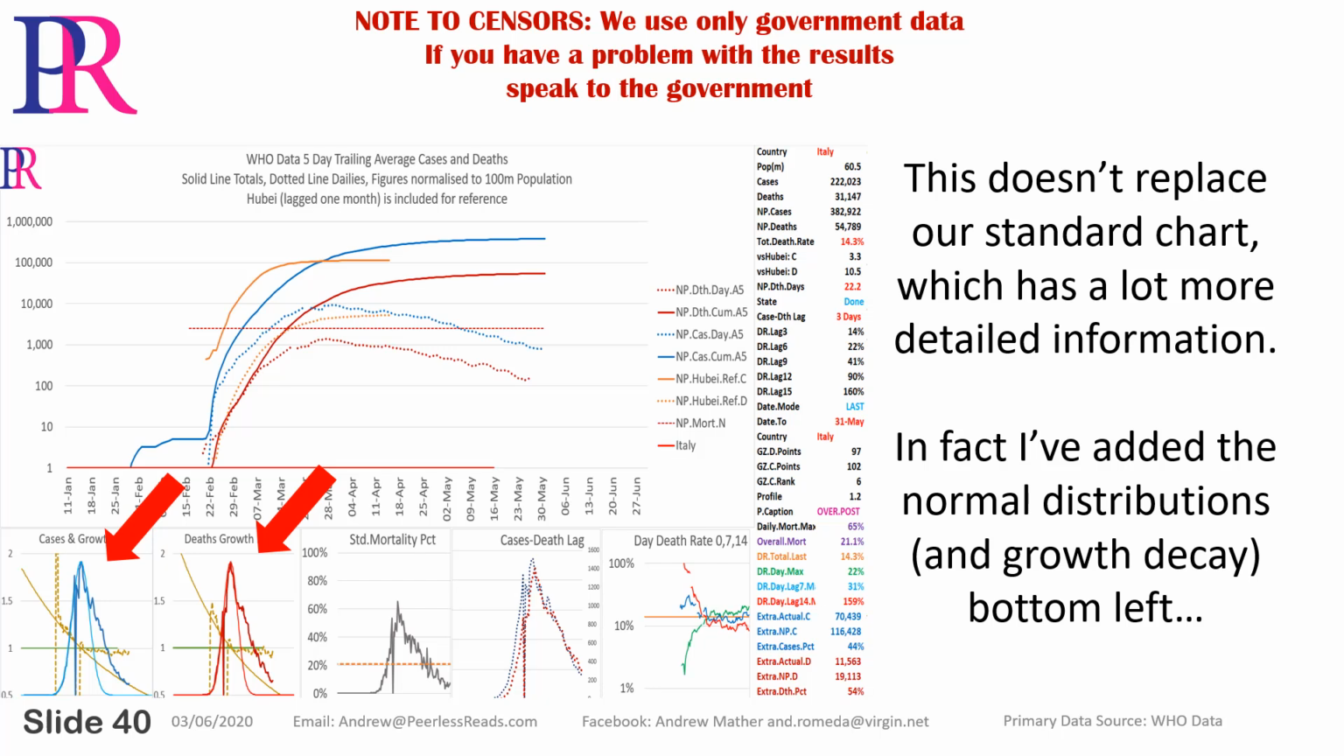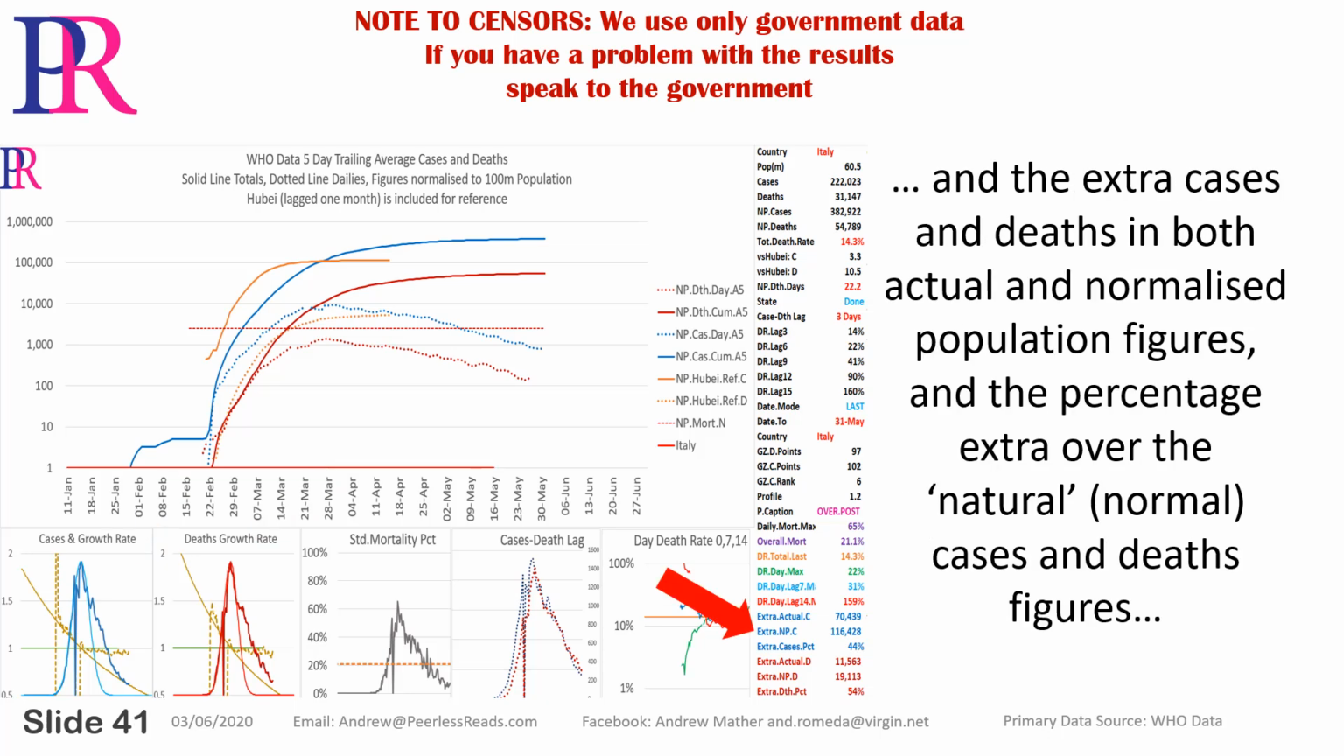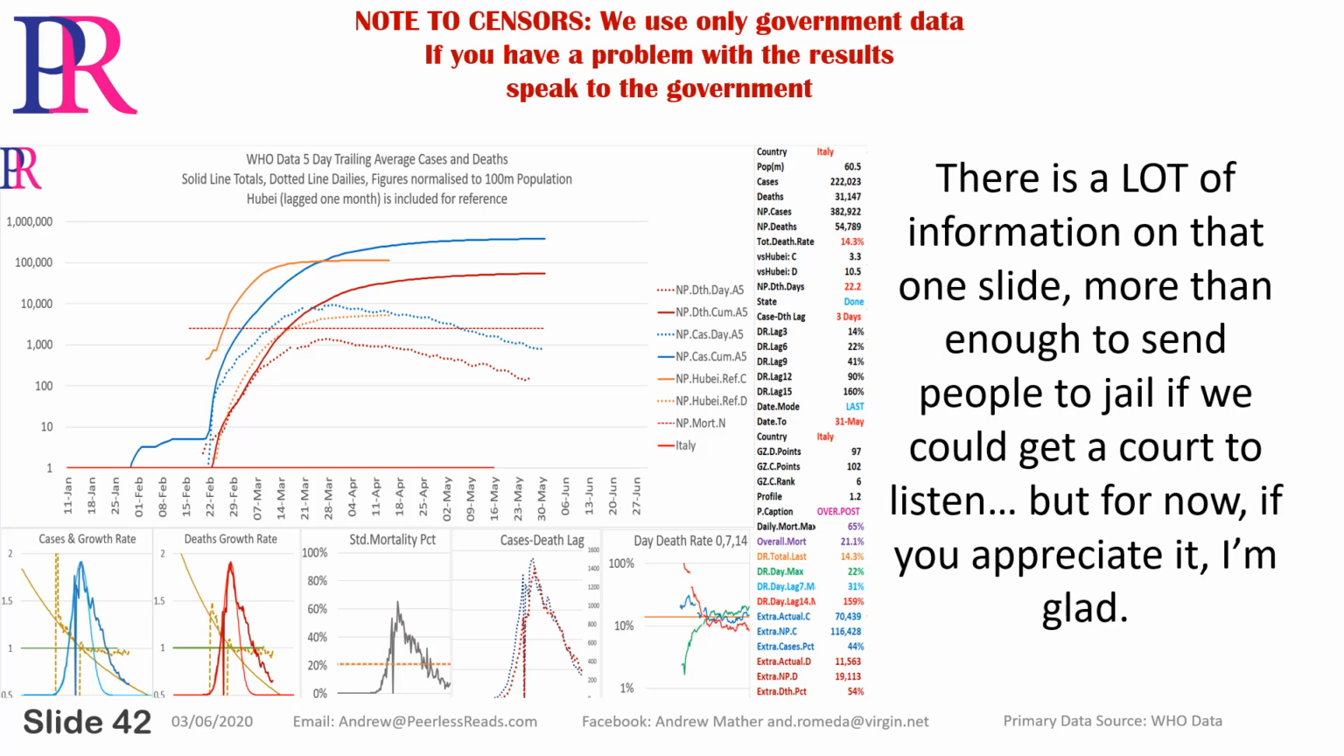This doesn't replace our standard chart, which has a lot more detailed information. In fact, I've added the normal distributions and growth decay to the bottom left, and the extra cases and deaths in both actual and normalized population figures, and the percentage extra over the natural, normal cases and deaths figures. There is a lot of information on that one slide, more than enough to send people to jail if we could get a court to listen. But for now, if you appreciate it, I'm glad.